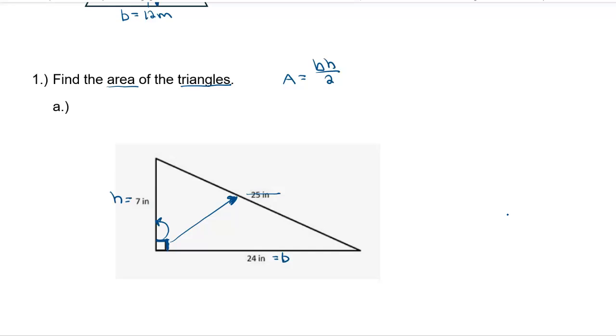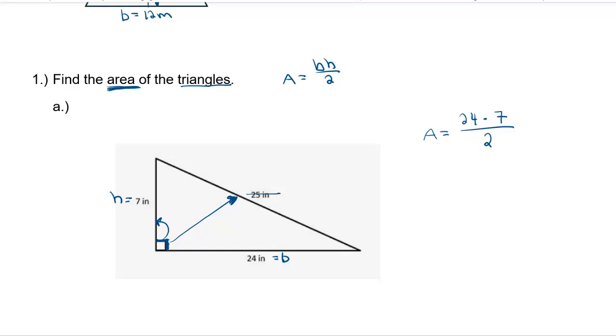So once I've identified all of that, I can plug the information in. A is what I'm solving for, so that is the variable that I'm going to have. And then I put 24 in for my base times 7 in for my height, and I divide by 2. So I took each of the values, substituted them appropriately into my equation and got what I was looking for. Okay, so now I'm ready to simplify.